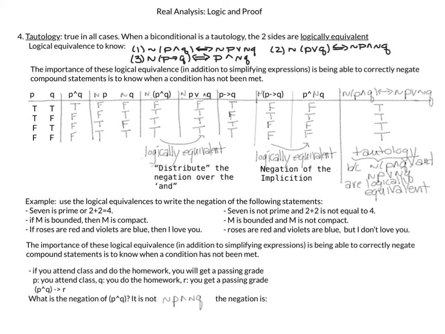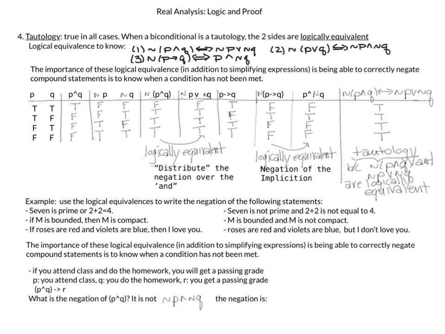Now, before we go on, I also want to talk about, I said I would talk a little more about the negation of the and negation of the or. And I'm going to do that with an example. My example is, if you attend class and you do the homework, you will get a passing grade. So I can write this out as P is you attend class, Q you do your homework, R you get a passing grade. So my logical statement is you attend class and you do homework, then you'll get a passing grade.